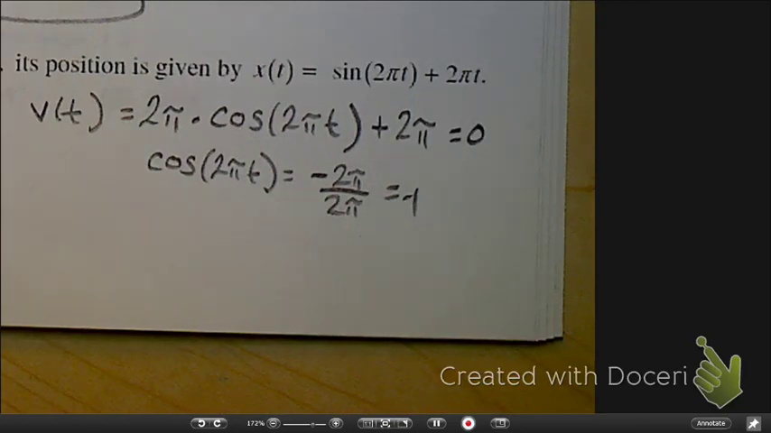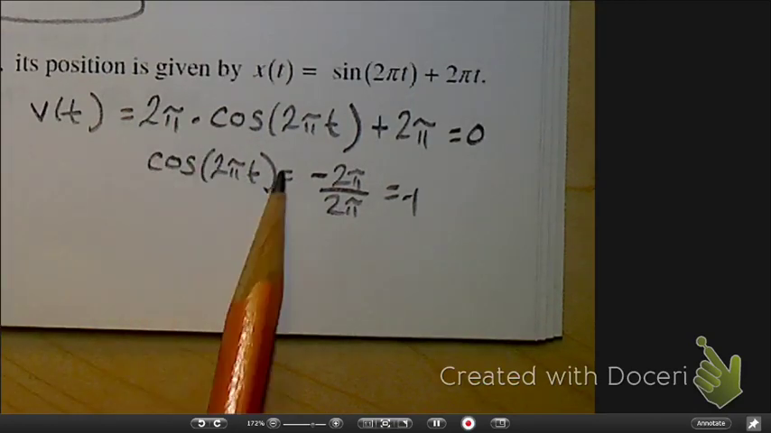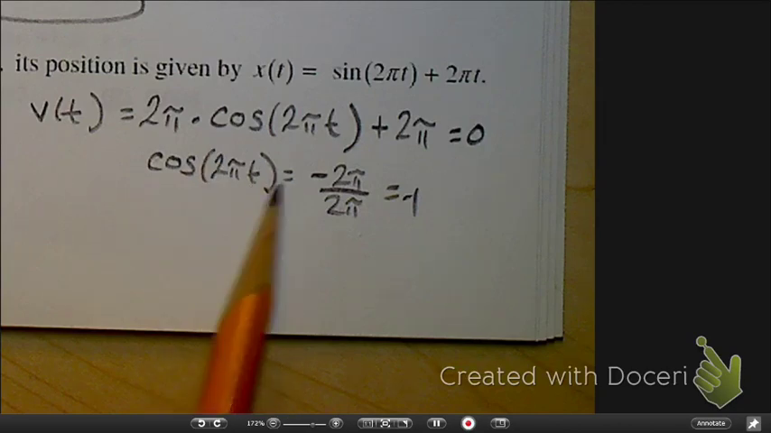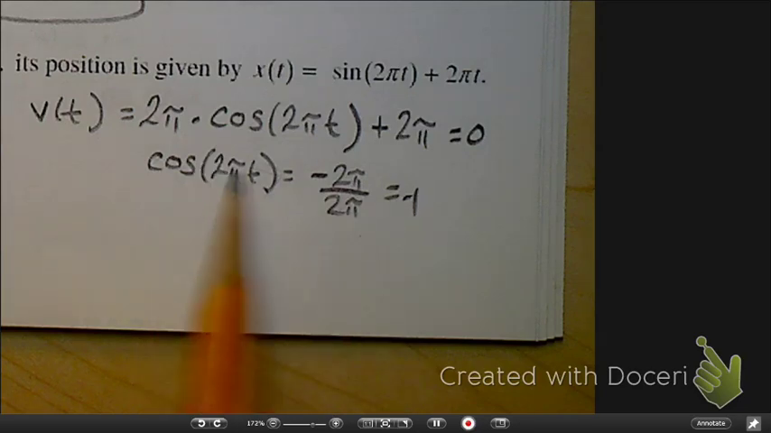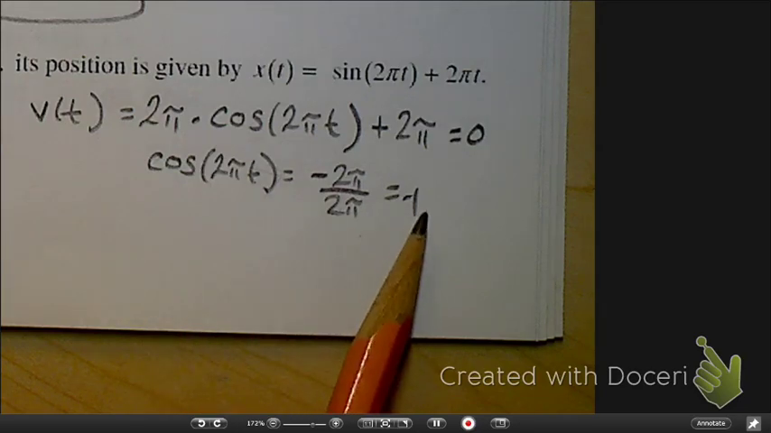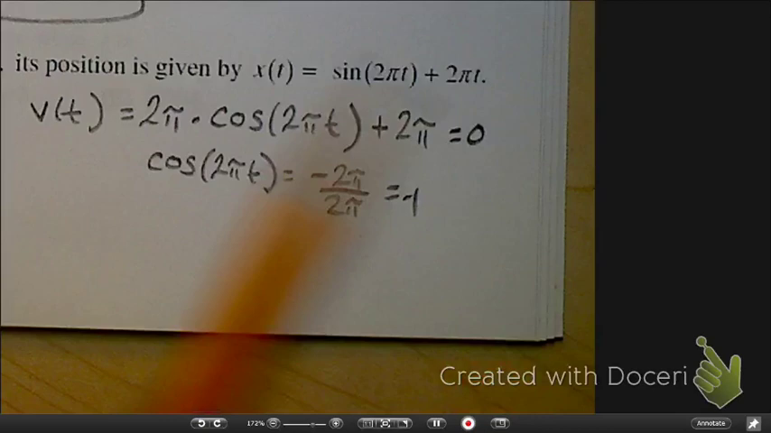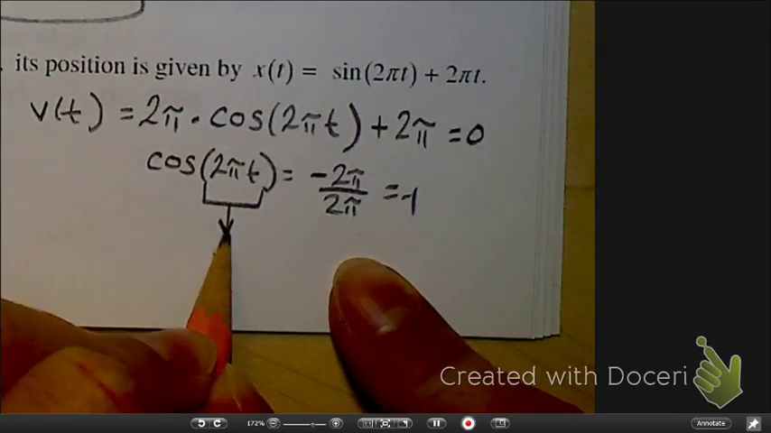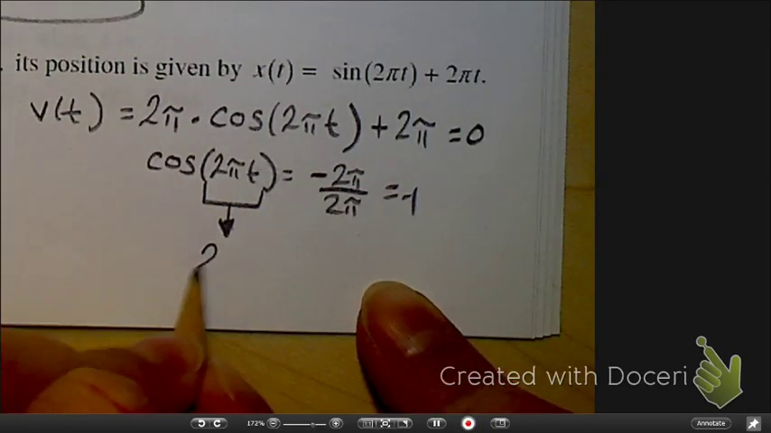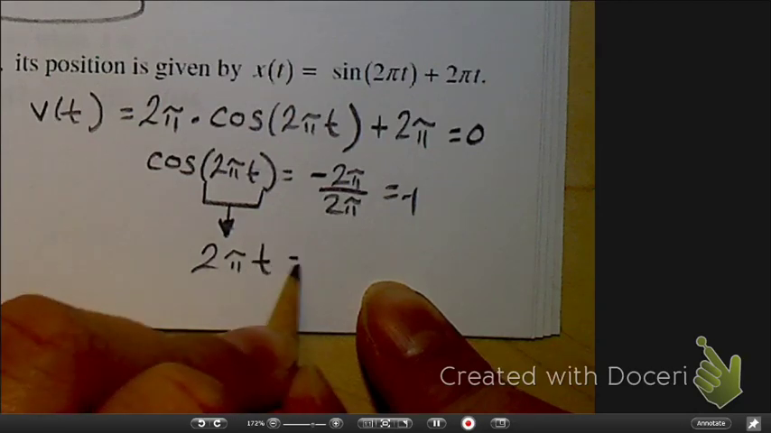The next thing I need to answer is, what would I be plugging into this cosine function to make it equal -1? So I want to think where on the unit circle cosine is equal to -1. And that would be x is equal to -1 over at pi. So cosine is equal to -1 at pi. That means this entire thing inside of that cosine function is equal to pi. So 2 pi t is equal to pi.